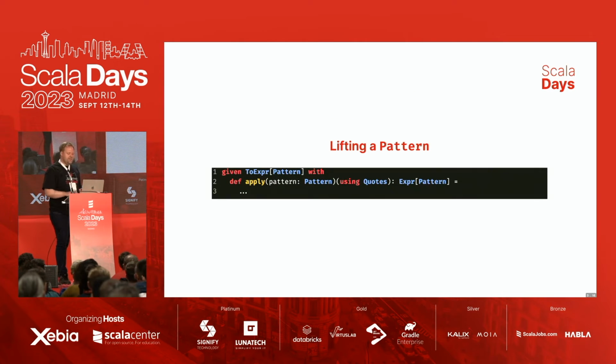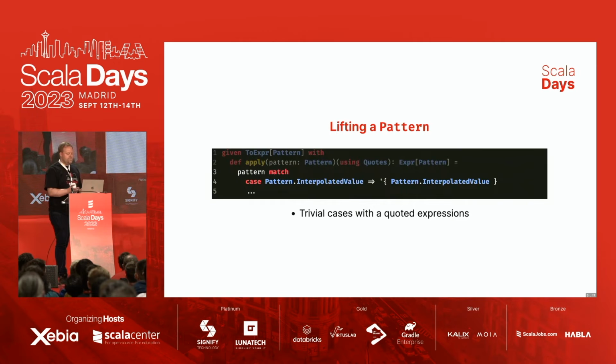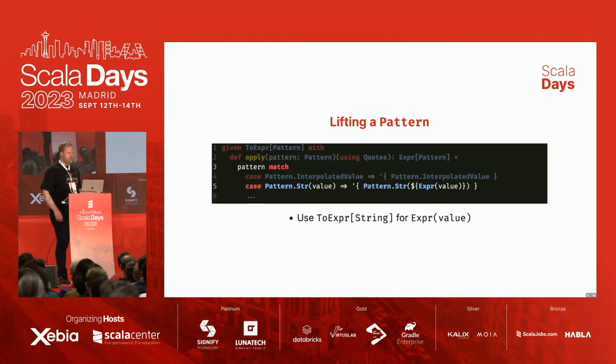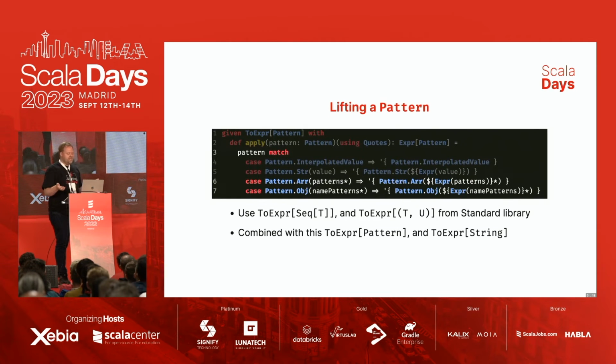But there is one thing. I said that we were going to lift the pattern, but we need a ToExpr of pattern to do so. And the standard library doesn't define one because it doesn't know about pattern. So we can define it easily ourselves. Case by case, we can lift the interpolated value just as the interpolated value again. We can match the string pattern and insert the lifted representation of the string value, and basically exactly the same for the arrays and the objects.